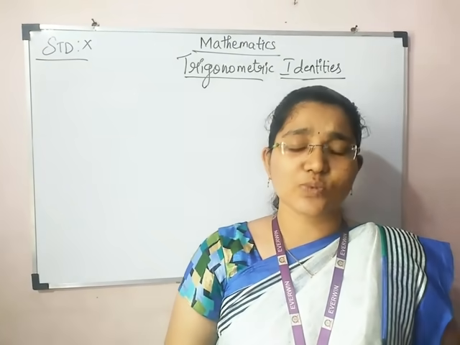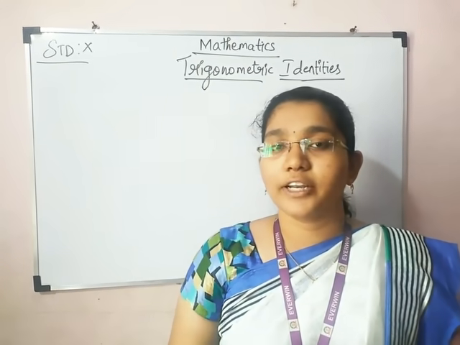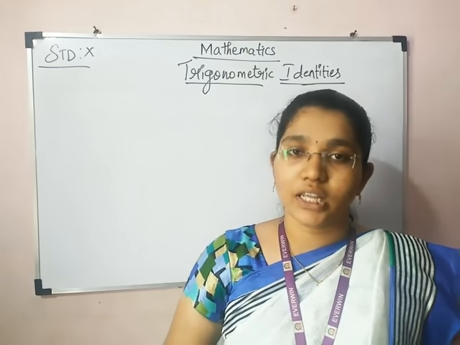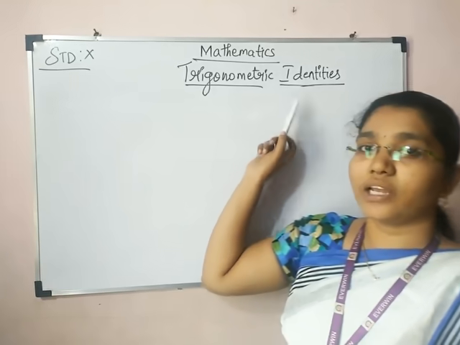In the last class, we saw exercise 8.3. In that, we learned trigonometric ratios of complementary angles. Now we are moving to exercise 8.4, which covers trigonometric identities.